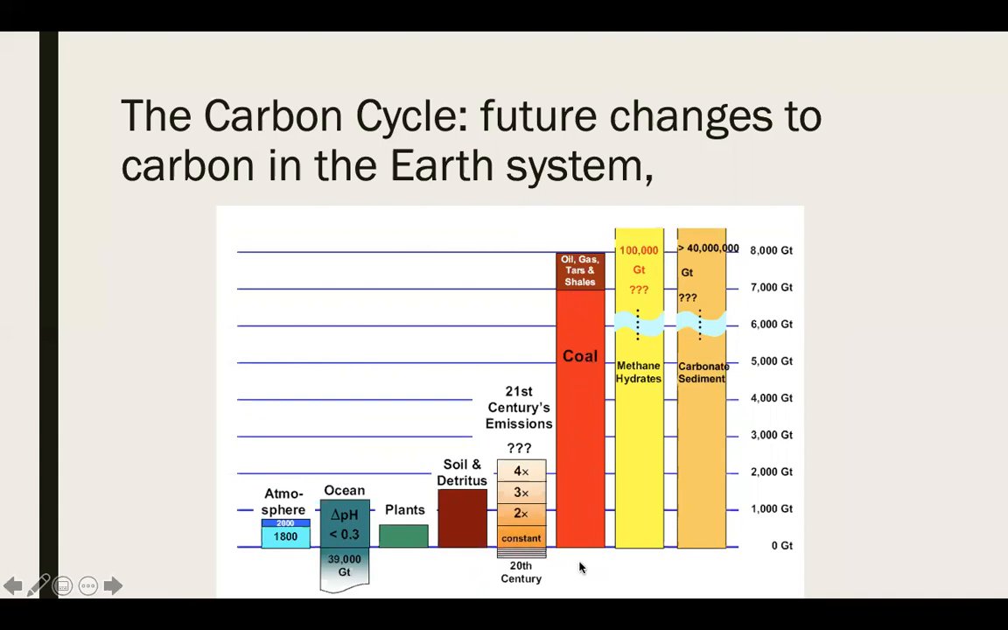This is how much coal we have left. We have quite a bit of oil and gas and tar and shale and stuff, but there's just so much coal that we'll just never really run out in a short enough time frame for us to use that as the only way to end climate change. So we're not just going to run out of fossil fuels.